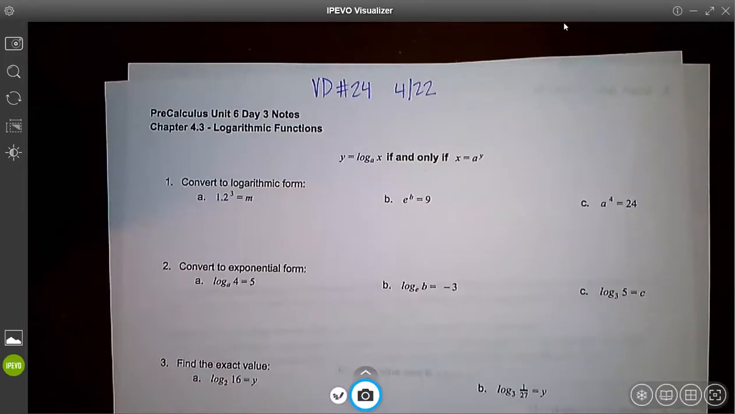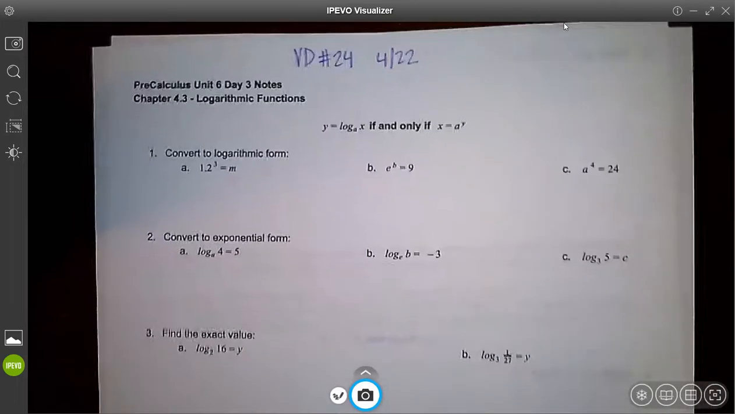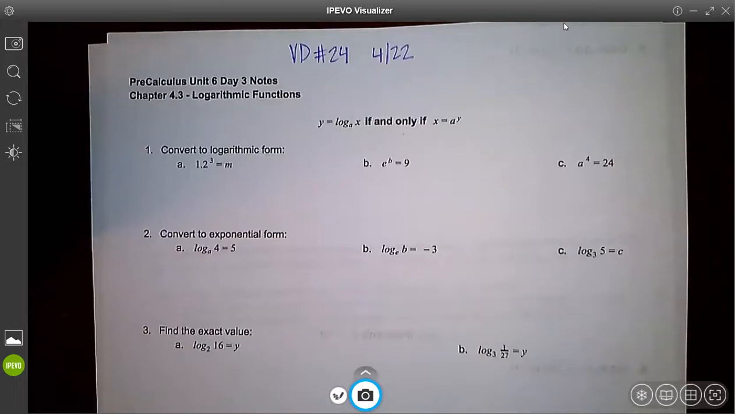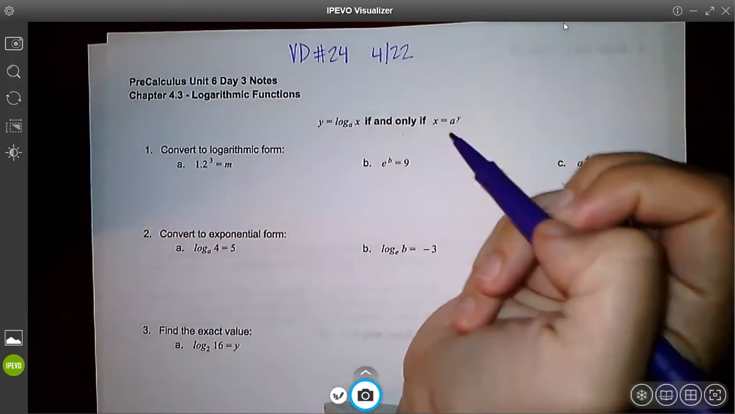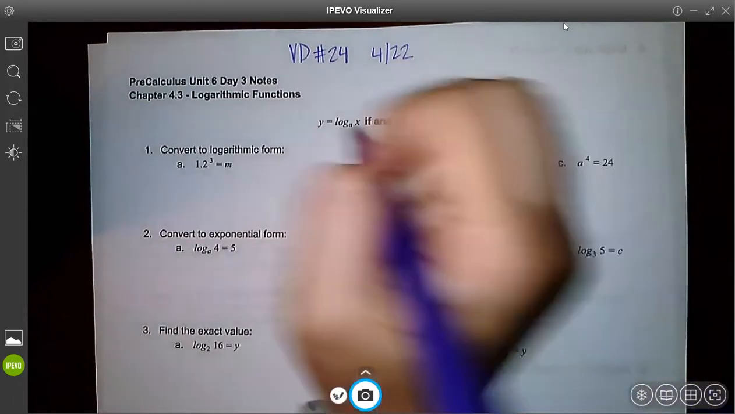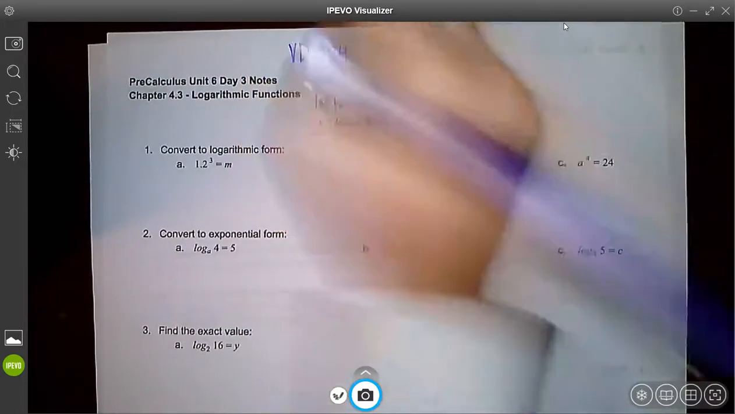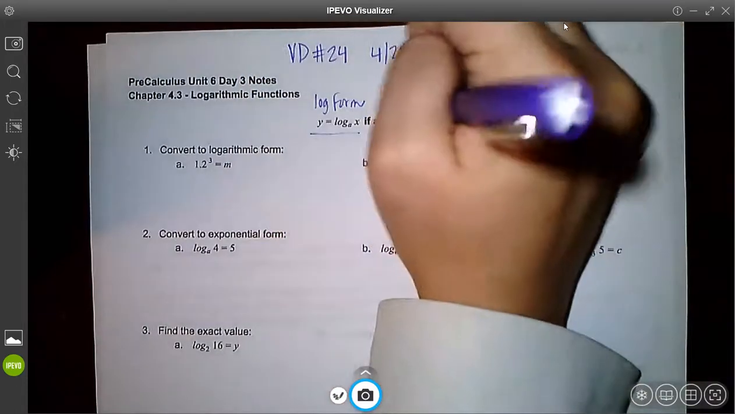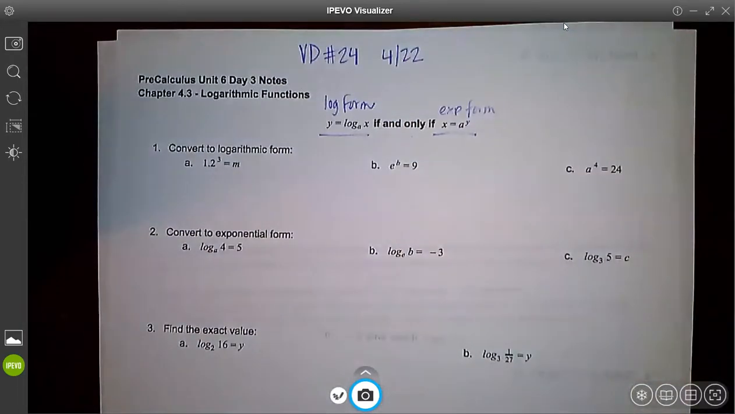Pre-Calculus Virtual Day 24, April 22nd, Chapter 4.3 and 4.4, working on logs. So you were introduced to this in Math 3. Logs is the inverse of an exponential function. This is logarithmic form, and this is exponential form. You're going to be required to go back and forth between logarithmic and exponential form.